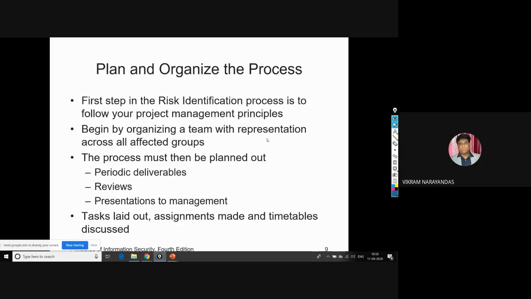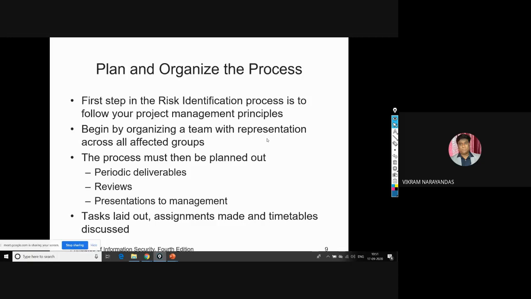The first step is to plan and organize the process. The first step is risk identification, as already said. What are the components of your organization? You want to identify that, and what risks are faced by the components of your organization. In the risk identification process, they want to follow project management principles, which are executed by the executive, upper management people. Begin by organizing a team with representation across all affected groups. So this process must be planned out.